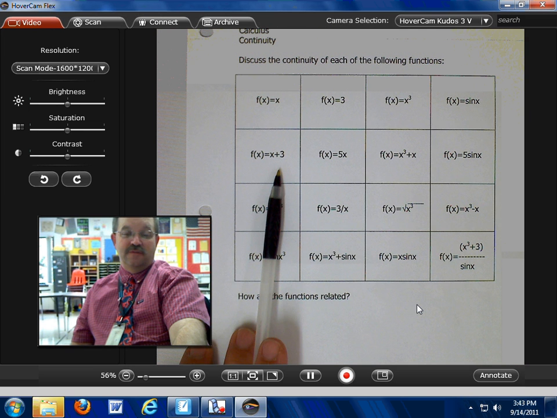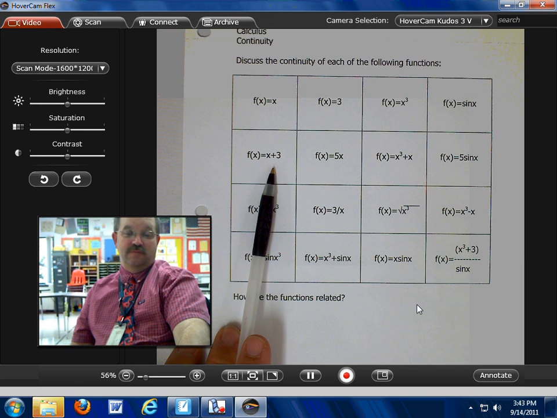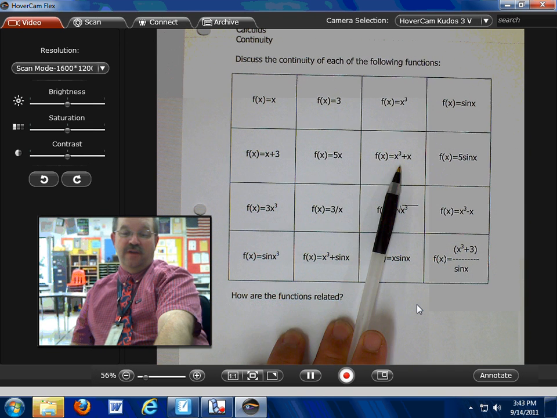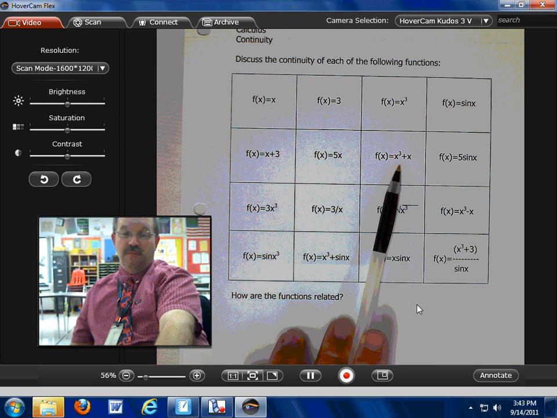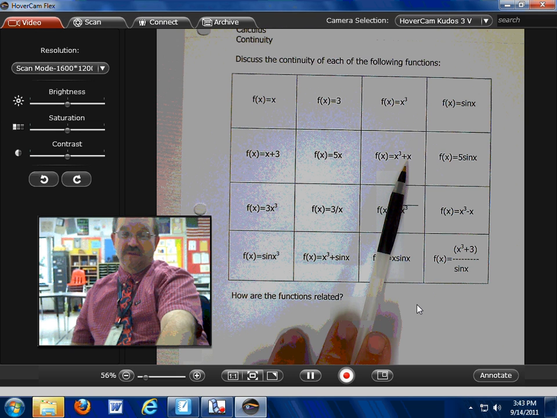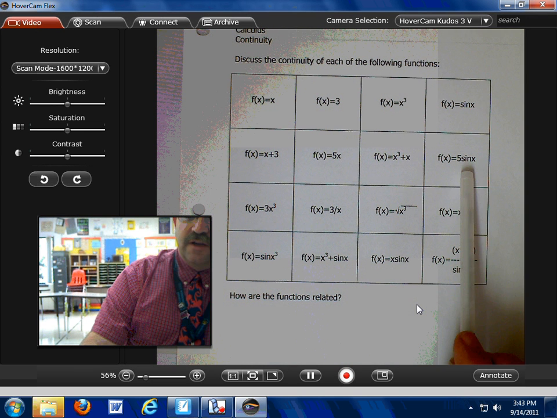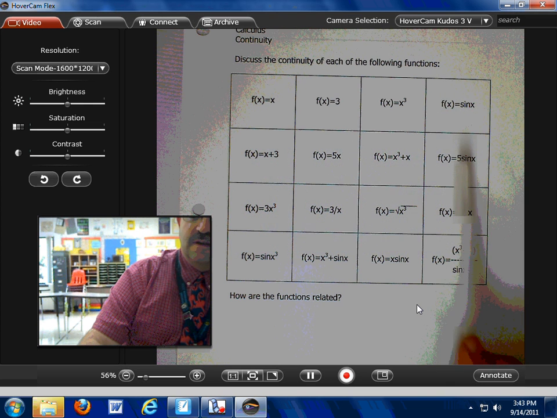X plus 3, if I shift this guy up 3, seems reasonable, right? 5x, great. X cubed plus x, what's that going to do? Is that going to be continuous? Maybe it will. Yeah, I think so. Any reason that it wouldn't be? Anything you can look at? 5 times the sine of x. It's just going to be a taller version of this curve, isn't it?